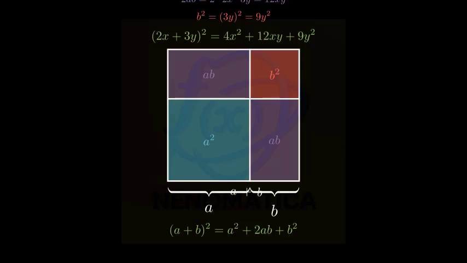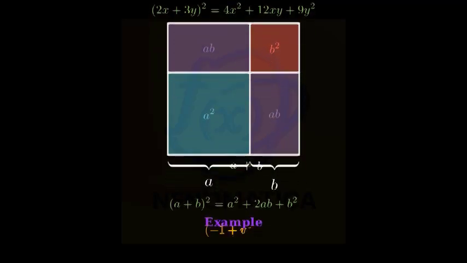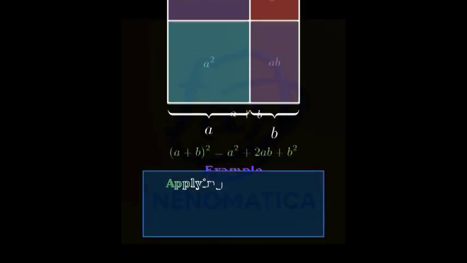Let's look at another example. This time we'll solve (negative 1 plus y squared) squared. For this example, we substitute a equals negative 1 and b equals y squared into our formula. Now, we apply the binomial square formula again.